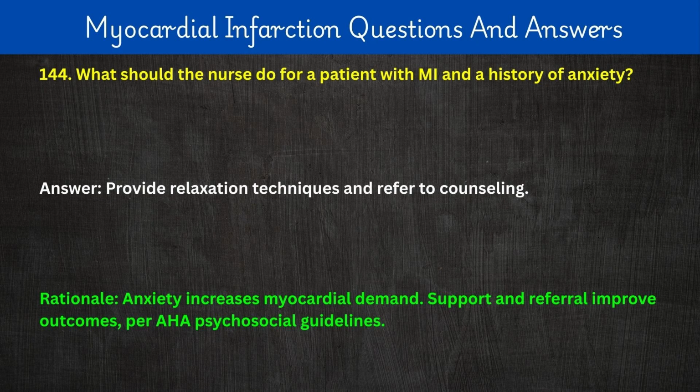144. What should the nurse do for a patient with MI and a history of anxiety? Answer: provide relaxation techniques and refer to counseling. Rationale: anxiety increases myocardial demand. Support and referral improve outcomes, per AHA psychosocial guidelines.